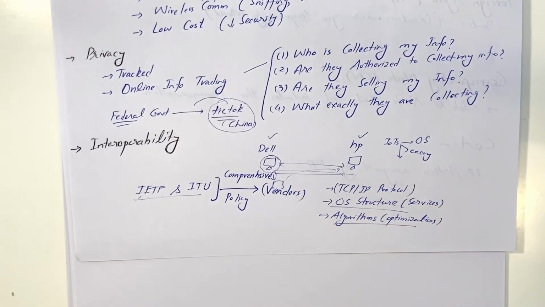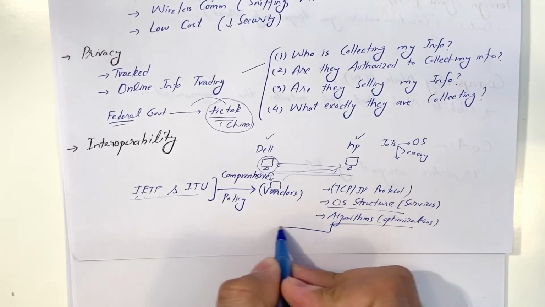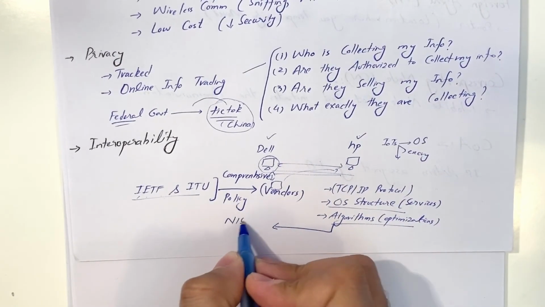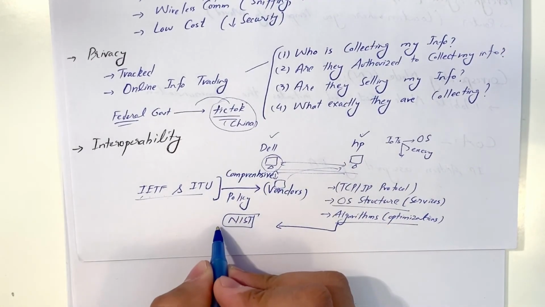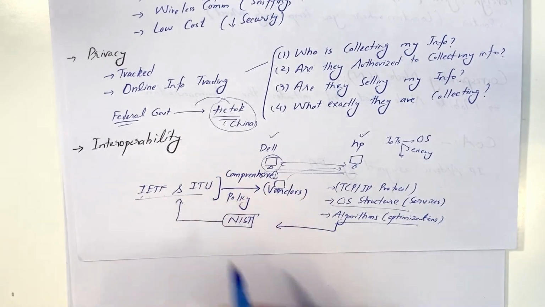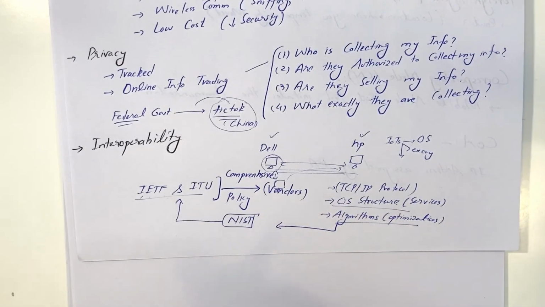But if you come up with a new algorithm, this particular algorithm needs to be passed by NIST first. If it is a security algorithm, of course, NIST has to pass that. Once NIST passes this algorithm, it will be forwarded to IETF and ITU. So it's kind of a process. Some people think it delays their product launch to the market.